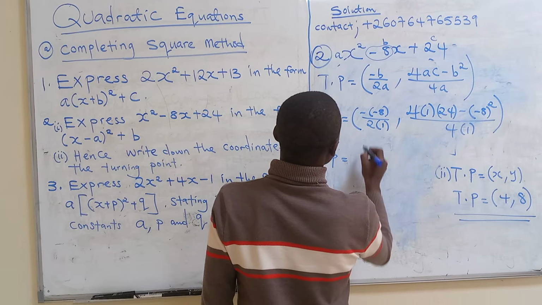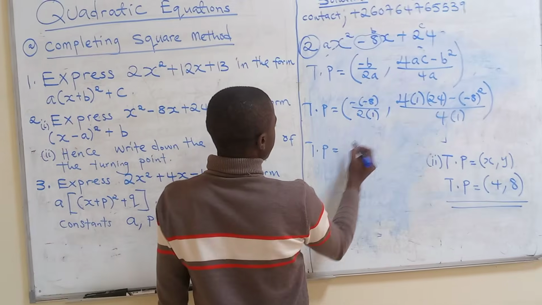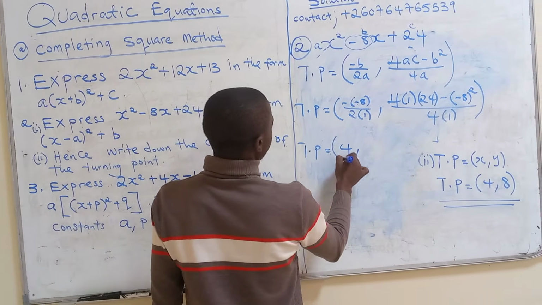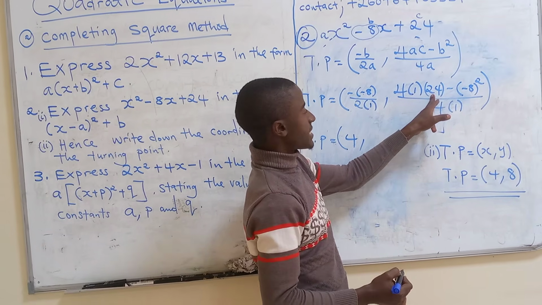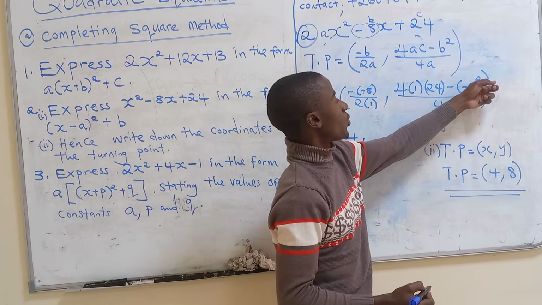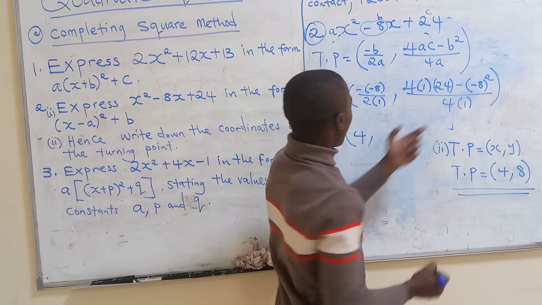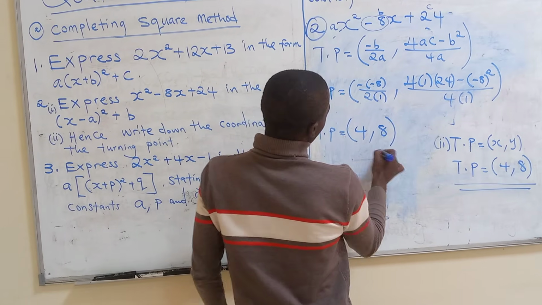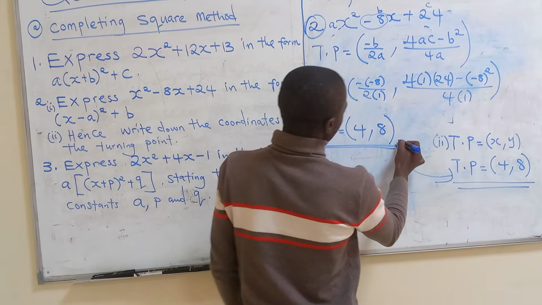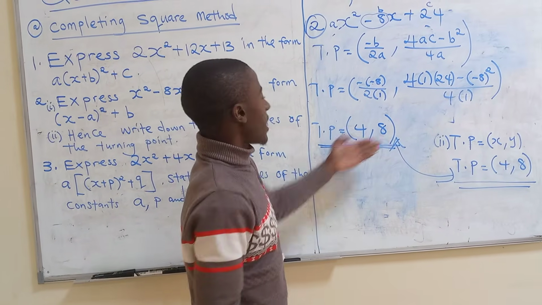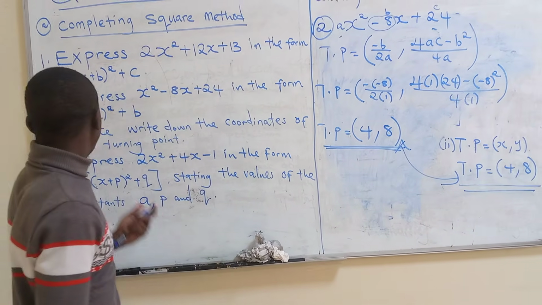So from there, turning point is equal to, you are adding negative and negative, that is positive. So 8 over 2, that is 4, comma. So 4 times 24, that is 96. 96 minus the square of 8, which is 64, that is 32. 32 divided by 4, which is 8. So that shows that this formula is also correct. So those are the coordinates of the turning point. We can proceed to the second and last question.